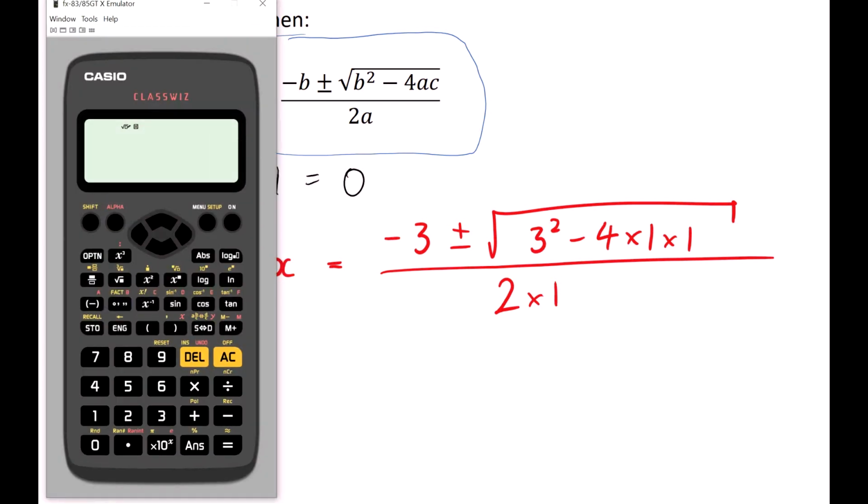Take your calculator here. You just want to copy this as best you can into your calculator. So start with a fraction. We have minus 3. I can't put plus or minus in, so I'm going to do plus first.